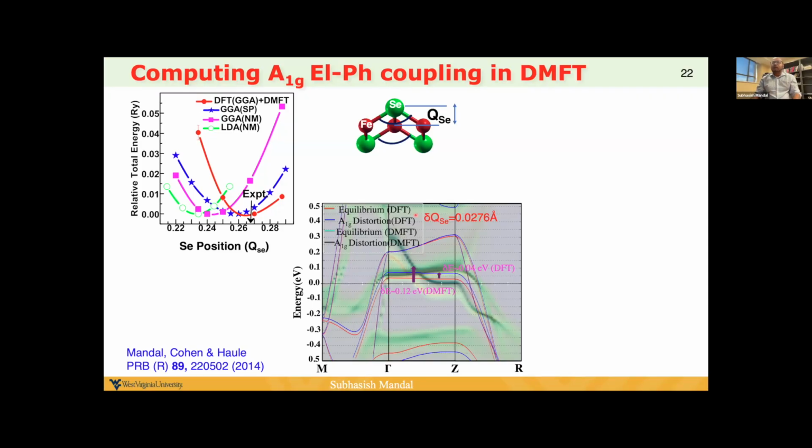Then we move the ion and compute the difference in the spectral function. Here you can see these thin lines are DFT bands, and these thick lines are DMFT spectral function. You see almost 3 times higher deformation potential compared to DFT, for the same amount of displacement here.